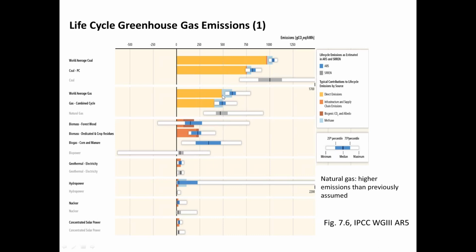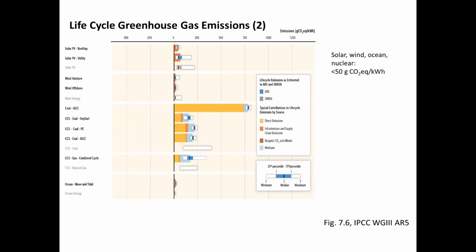If we look at gas, we see lower emissions, but they are still there. And then we see CO2 emissions connected to bioenergy and to these low carbon energy sources. And what we see from this comparison is that the low carbon energy sources indeed have much lower greenhouse gas emissions than coal and natural gas.